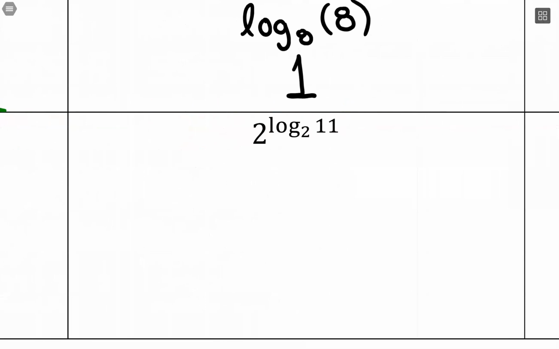All right, here we have our identity rule, base 2 of the exponent, base 2 of the logarithm, and that means those will just cancel out with each other to leave us with 11.